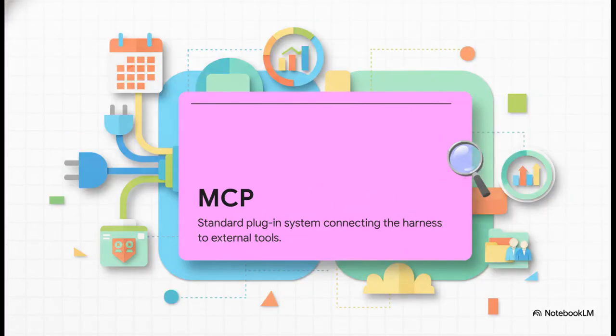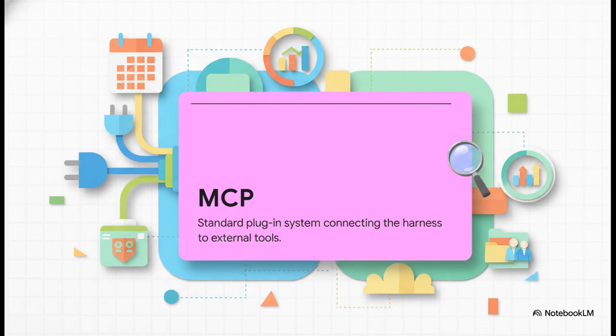Next up, we have MCP, or Model Context Protocol. I know, it sounds highly technical, but MCP is really just a standard plugin system. It's the technical bridge that lets your agentic harness reach out and actually talk to the real world. It plugs directly into your scheduling platforms, your analytics dashboards, or your CRM, so your AI can take action outside of your local computer.